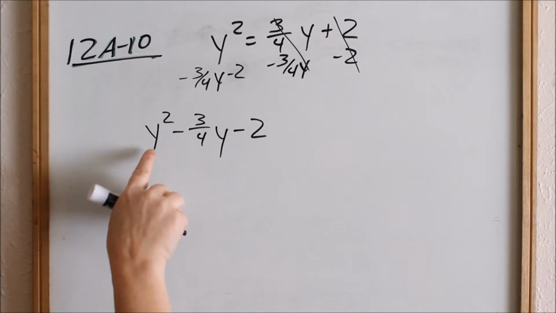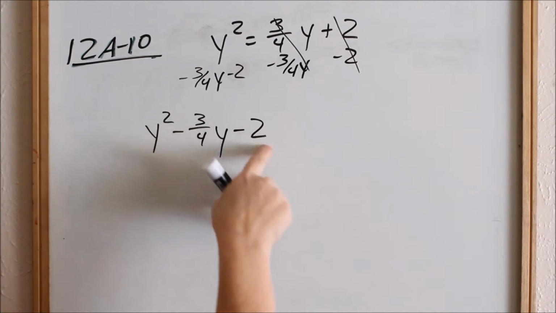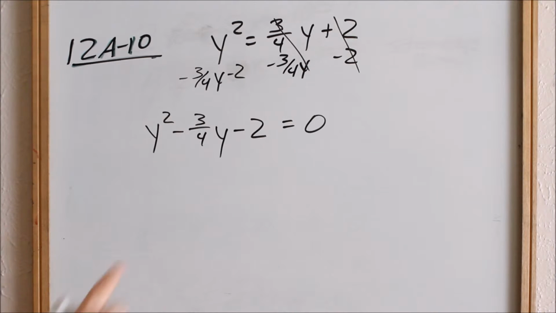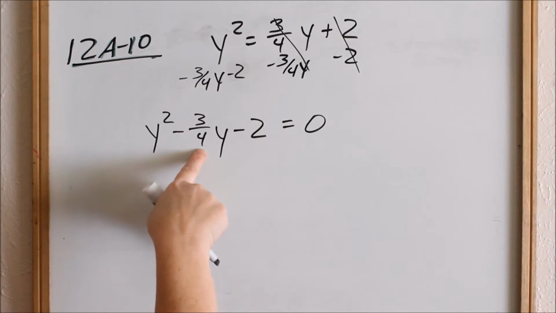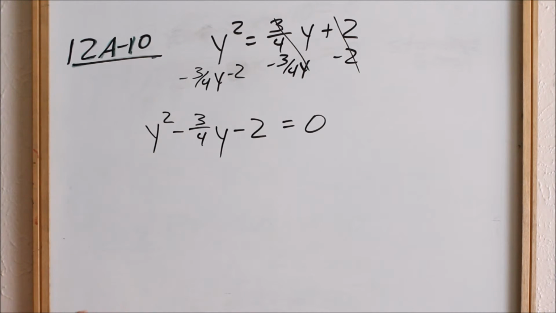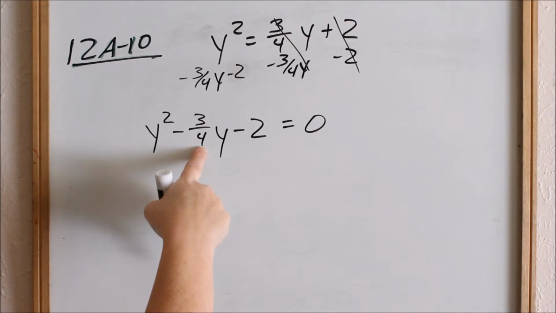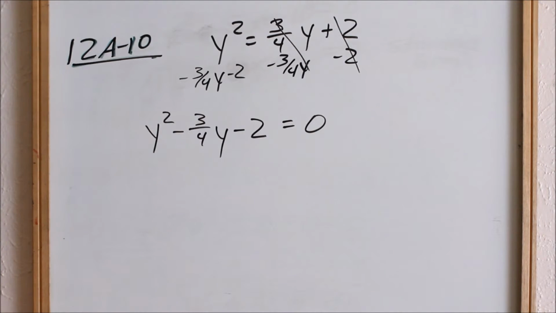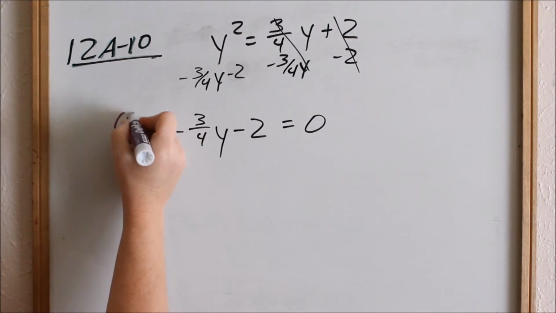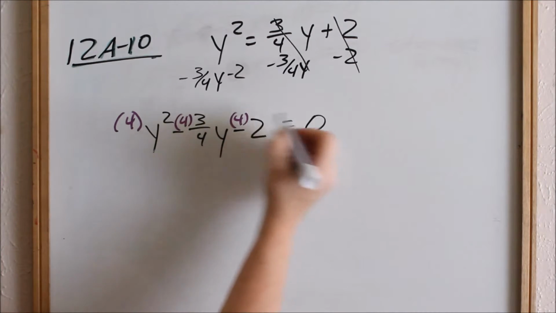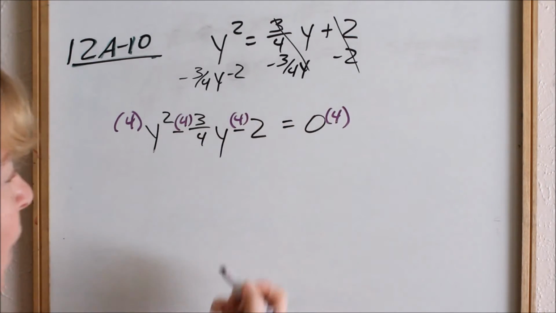Remember, I cannot combine y squares to y's or y's to whole numbers. Equals 0. Alright. Instead of working with fractions for your a, b, and c term, I would get rid of the fraction. How do we get rid of fractions? My only denominator is a 4, so I can multiply everything by a 4 in order for that denominator to go away, even the 0 on the right.